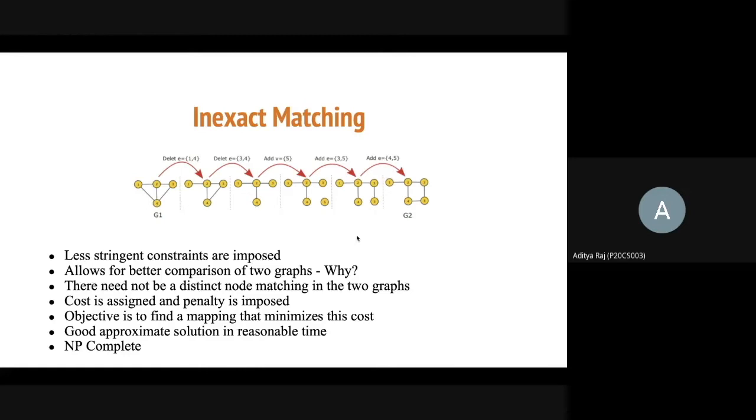Also, one point to note here is that inexact matching would not give you the best solution. It would give you an approximate solution in reasonable time, or less time than exact matching, because inexact matching has NP-complete algorithms.